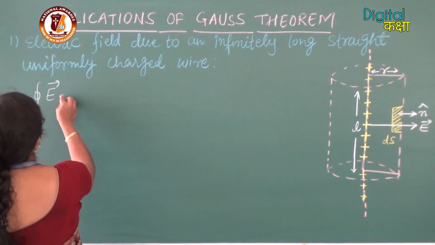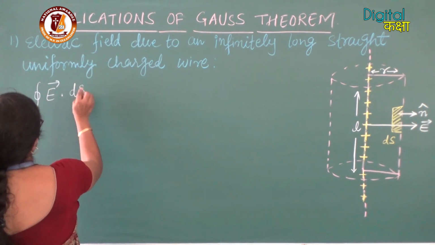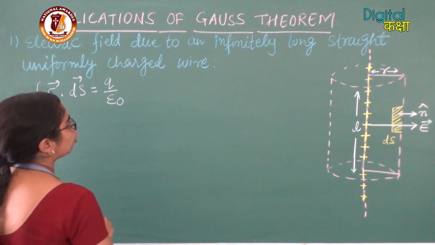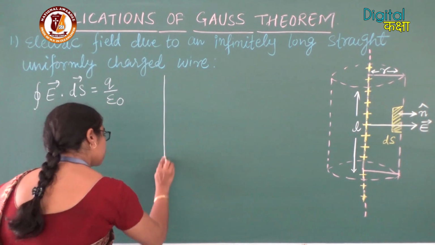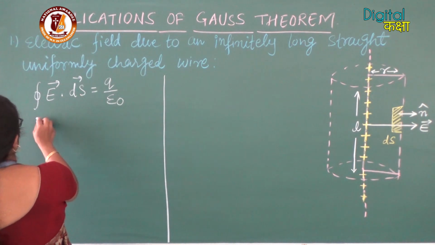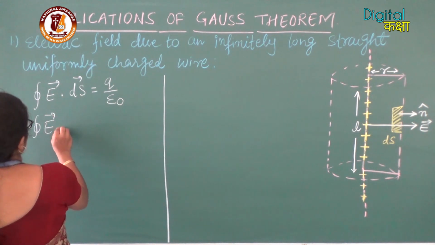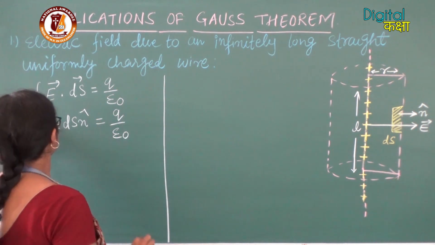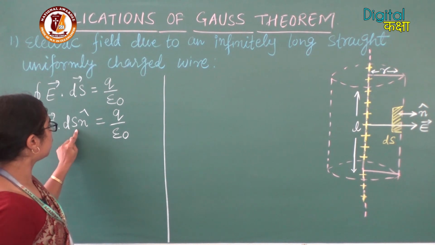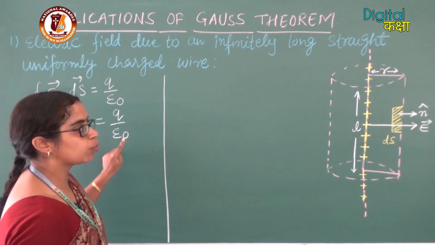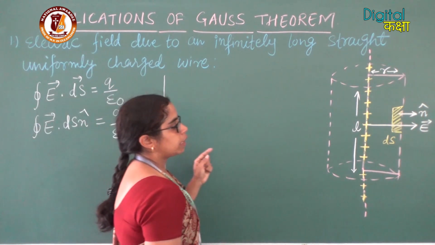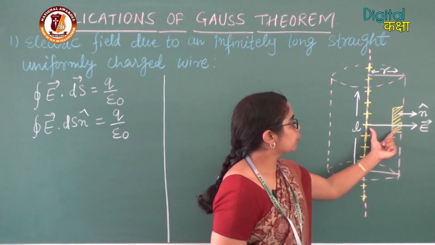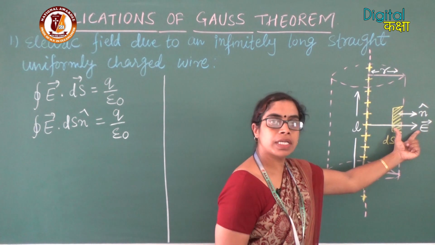we can write it as the integration of vector E dot vector ds is equal to q upon epsilon naught. Now here this ds can be understood as ds into n cap. So the complete integration of vector E dot ds n cap is equal to q upon epsilon naught. Let us see in the figure. According to the property of electric field lines, the electric field is directed in the outward direction.